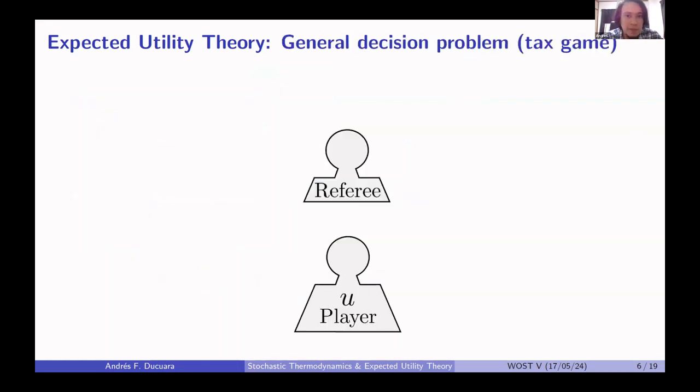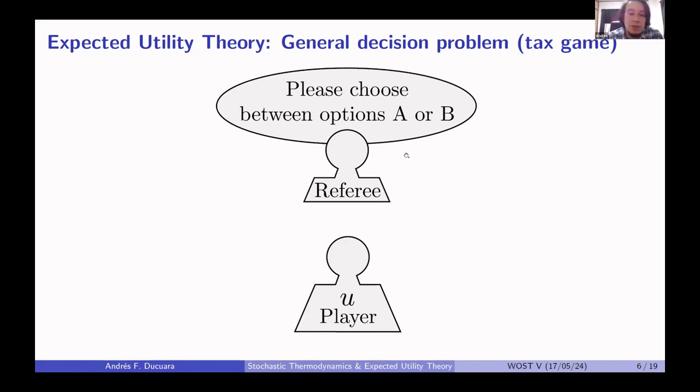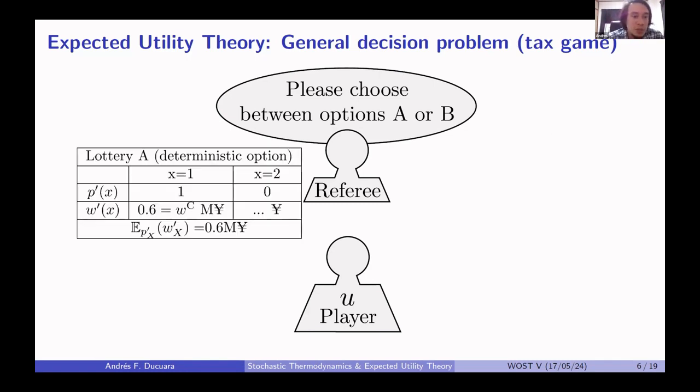Okay, that's it. Now we're going to make things a bit more complex. Here we have the concept of a decision problem. Here again, we consider a referee and a player. The referee comes along and is going to ask the player: you're going to have to choose between two options, option A or B. Option A is what we're going to call a deterministic option, which is just that the player is going to have to pay the referee a specific amount of wealth, in this case, 0.6 million yen.